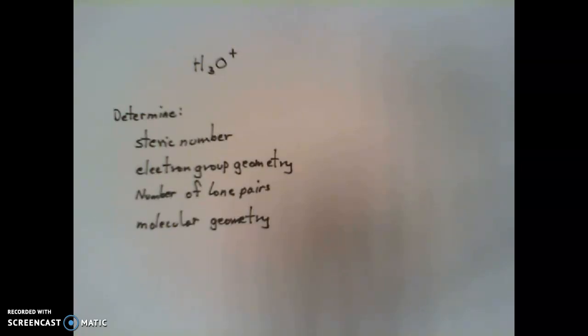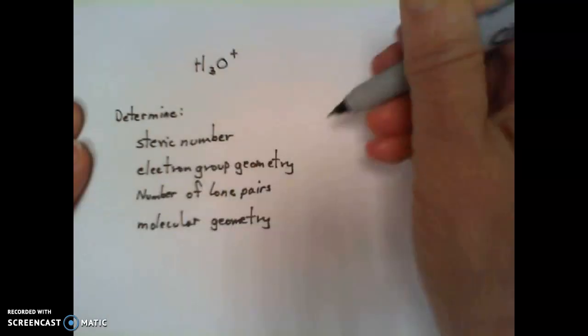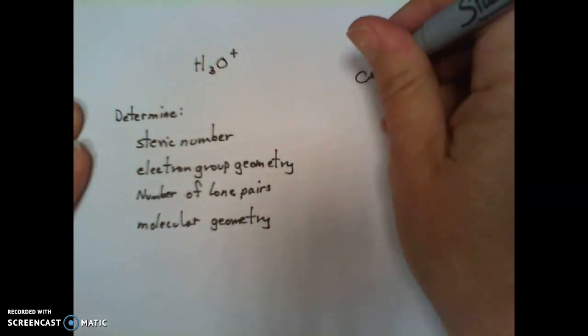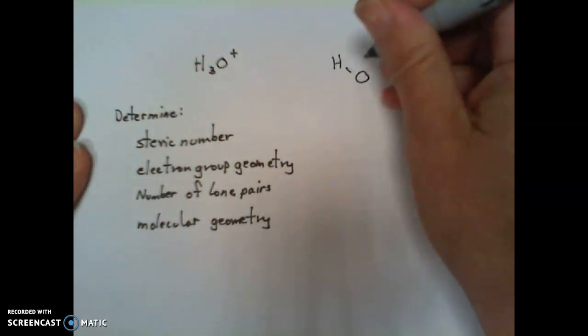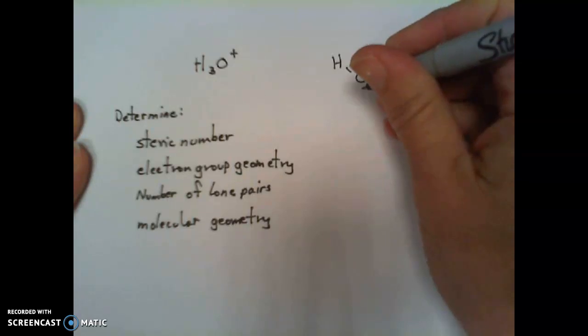So let's predict the geometry of this hydronium ion. First, we'll need to draw a Lewis structure. We'll put the oxygen in the middle and put the hydrogens on the outside.